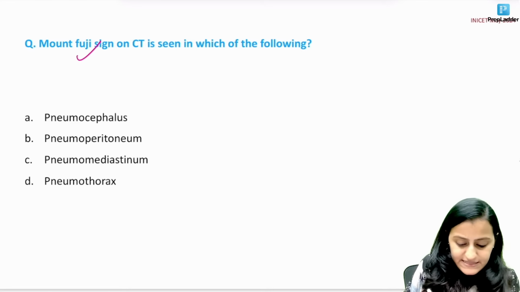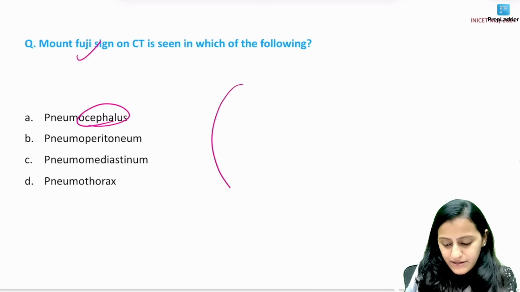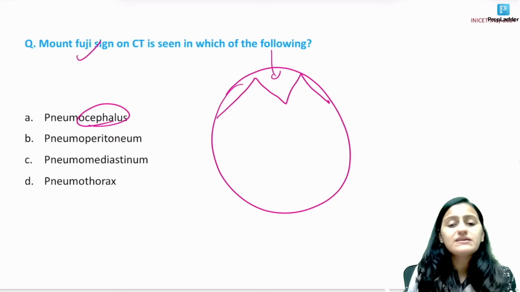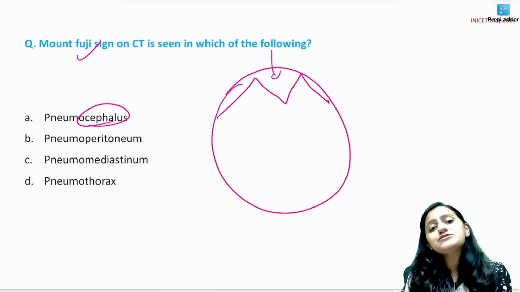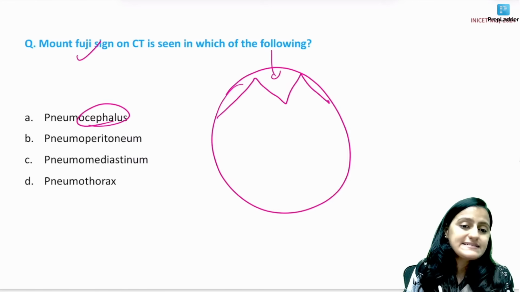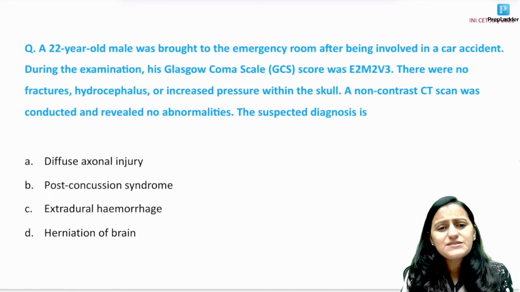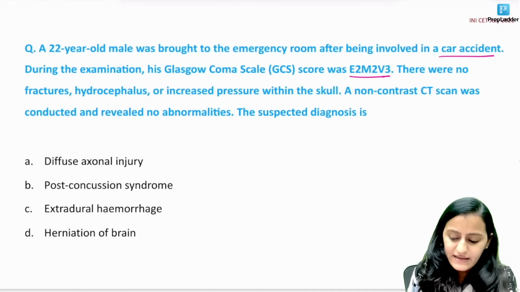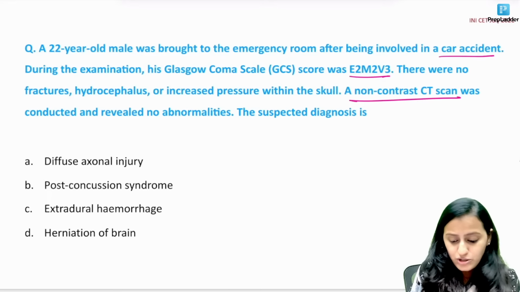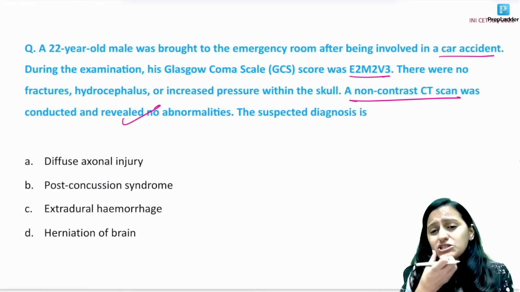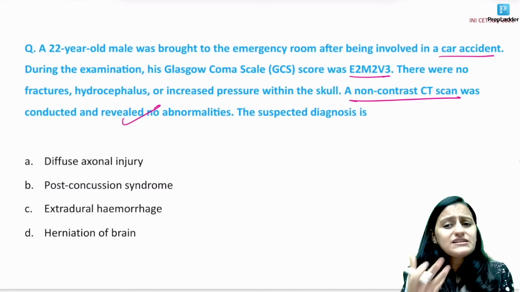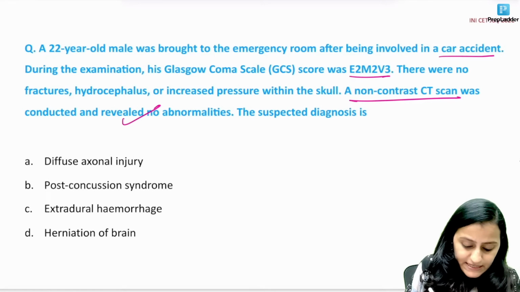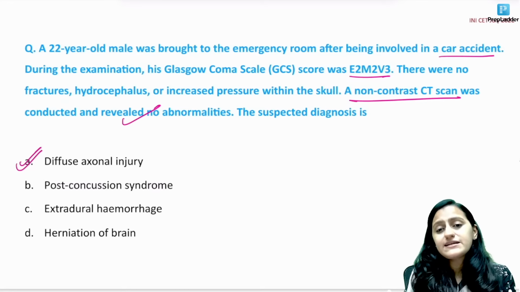Mount Fuji sign is seen in pneumocephalus. Remember, in the cranial cavity, this is where you have the air accumulating, giving that Mount Fuji sign in pneumocephalus. Okay, one of the INI-CET exam questions. Next one, classical history: car accident, GCS score 7, that is low, and non-contrast CT is normal. So the patient is in a bad condition. You think that CT will show a lot of things, but surprisingly CT turns out to be normal. This is the classical history in diffuse axonal injury.